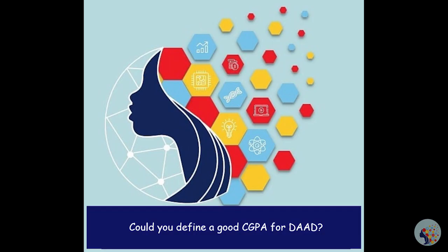So, could you define a good CGPA for DAAD, like a range? When I applied, my CG was 9.5, and I think generally 9.4 or 9.3 plus is a good idea. Correct me if I'm wrong, Nidhi. I'm not sure about the range, but at the time of applying, mine was 9.4. But DAAD itself has a cutoff of, I think, 8.5 or 8.6.